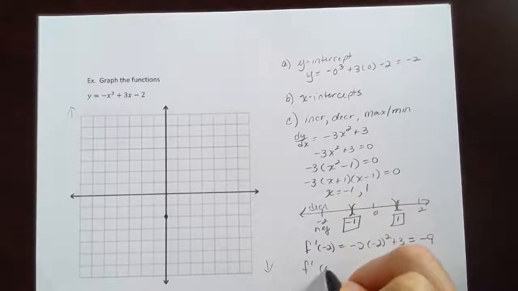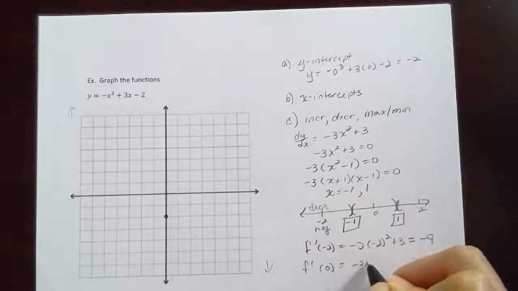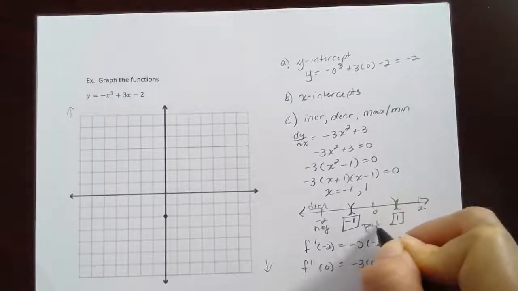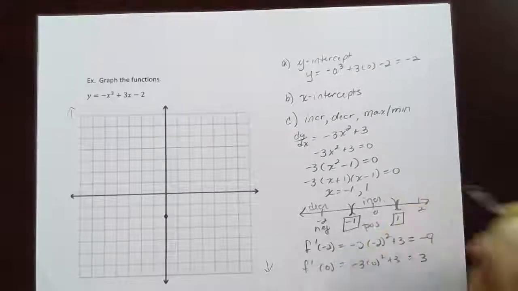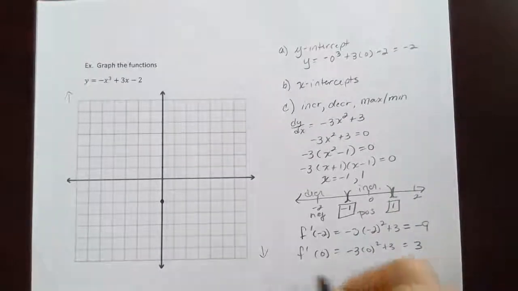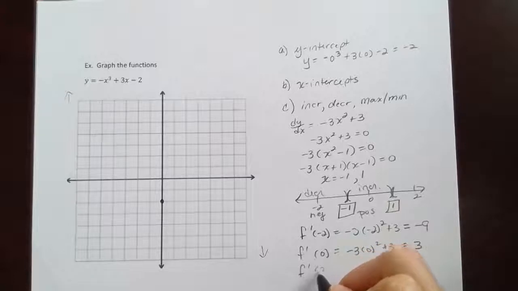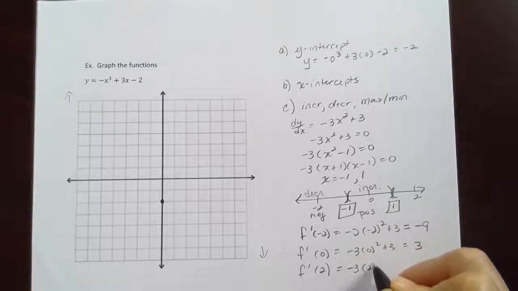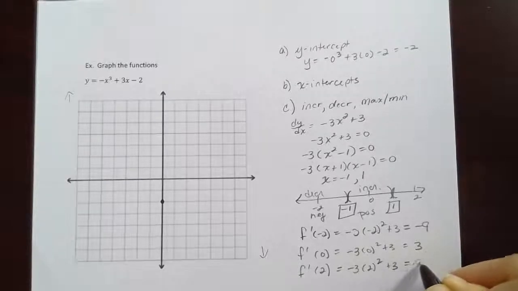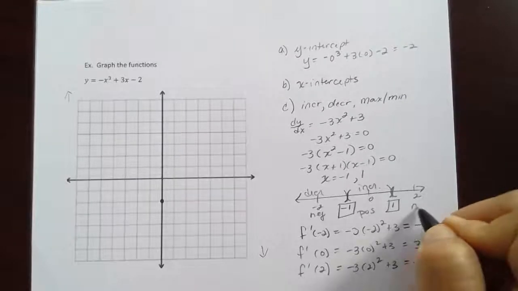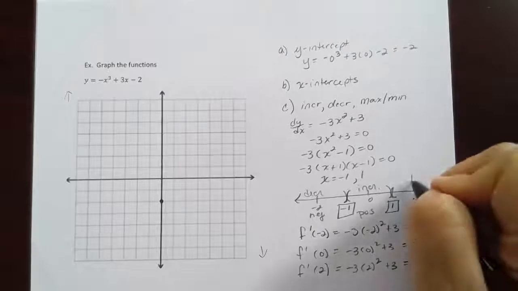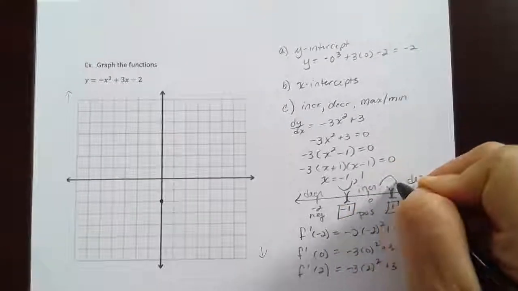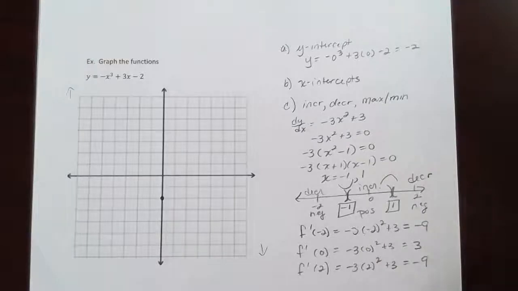We'll do f prime of 0. -3 times 0 squared plus 3 will be 3, so it's positive here, so it's going to be increasing on this interval. And f prime of 2 will be equal to -3 times 2 squared plus 3, which again will be -9. So negative means we're decreasing again. Since we went from decreasing to increasing and increasing to decreasing, we have a local min and a local max.